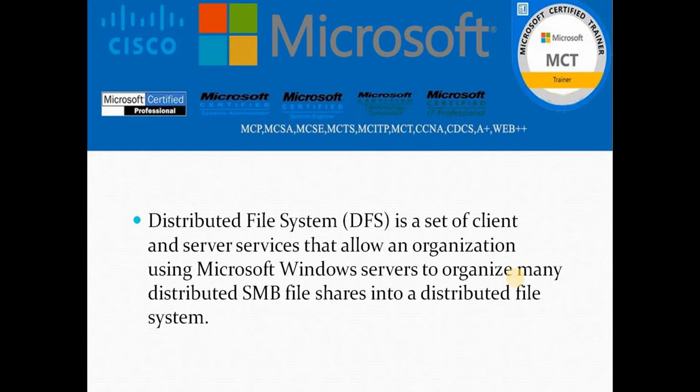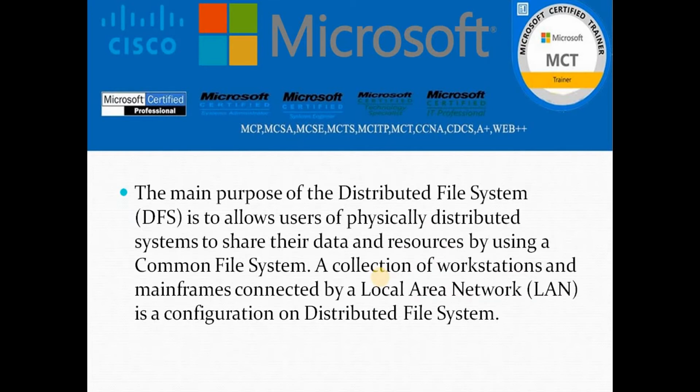Now, this DFS, as you can see, is an acronym for Distributed File System. It is simply a set of client and server services. That means over here, client and server work together in order to give easy access to your distributed files. That means if the file is stored in one computer or a second computer, the client can have easy access without switching from one computer to the next. So that's why we use Microsoft Windows servers to organize many distributed SMB file shares into a distributed file system. That means from one centralized location, all of these files and folders can be accessed by the client.